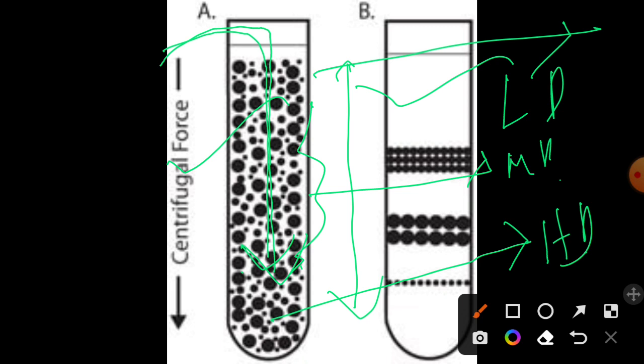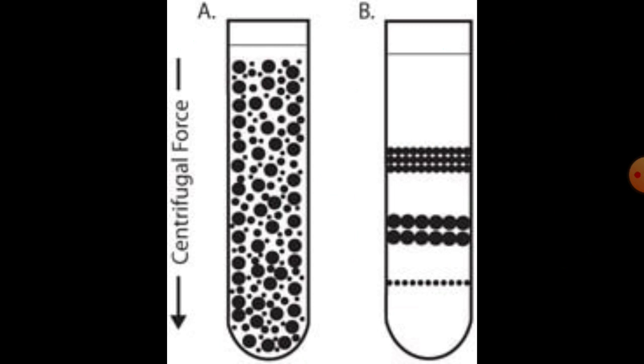That is just like the separation in isoelectric focusing, where when the protein's pI value matches the pH of the certain environment, it stops at that point.